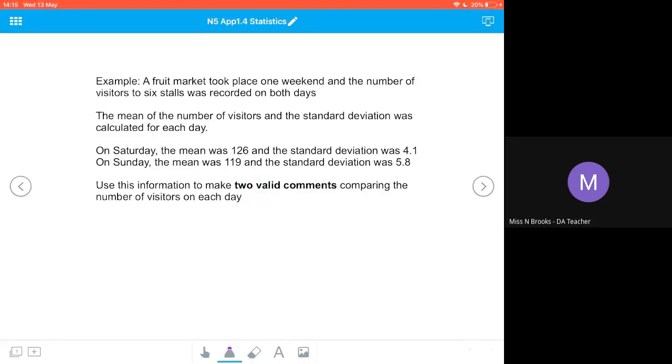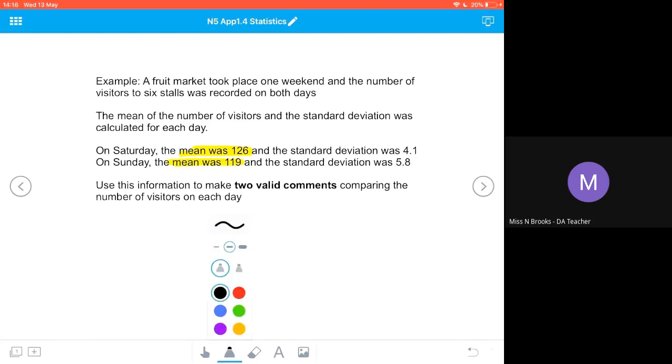Now, in this example, we've got a fruit market that takes place at one weekend, and the number of visitors to 6 stalls was recorded on both days. The mean of the number of visitors and the standard deviation was calculated for each day. So on Saturday, the mean was 126 and the standard deviation was 4.1. And on Sunday, the mean was 119 and the standard deviation was 5.8. And we want to use this information to make 2 valid comments comparing the number of visitors on each day. So we've got our mean, and remember, mean is average. So when we're comparing the 2 sets of data, or the 2 means for each of the days, we want to use the word average to demonstrate understanding of what mean is.